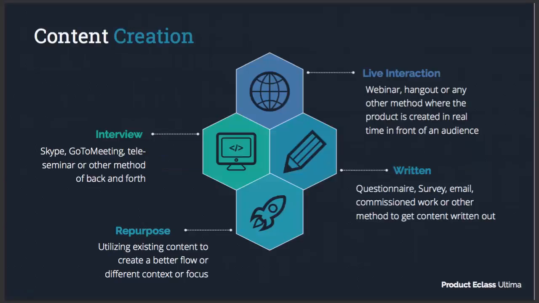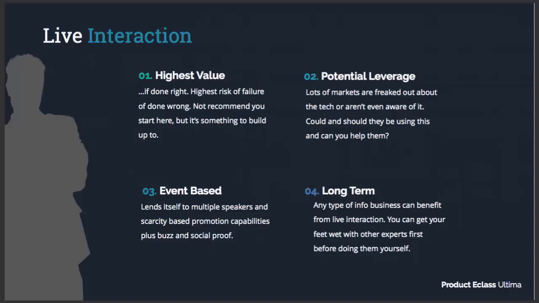When it comes to getting the content from the expert and putting it into a format that we can sell, there are four main ways of doing that: live interaction, interviewing, written, and repurposing it. When it comes to live interaction, this is the highest value. It's also the most challenging.